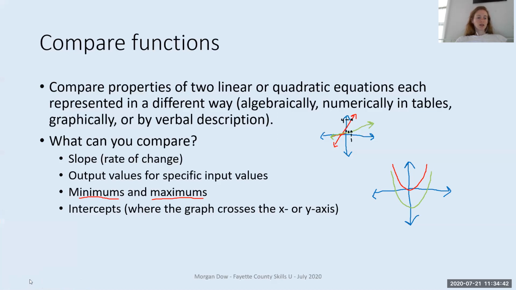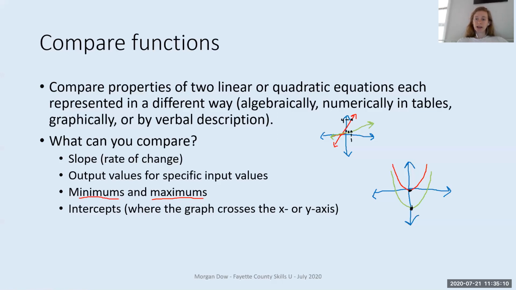So when comparing these two functions, we could say we're looking at the minimum y value, so the lowest y value for these two functions. So the red parabola, the red quadratic function, is lowest. It has a minimum right about here. The green parabola has a minimum right about here. It has its lowest y value.